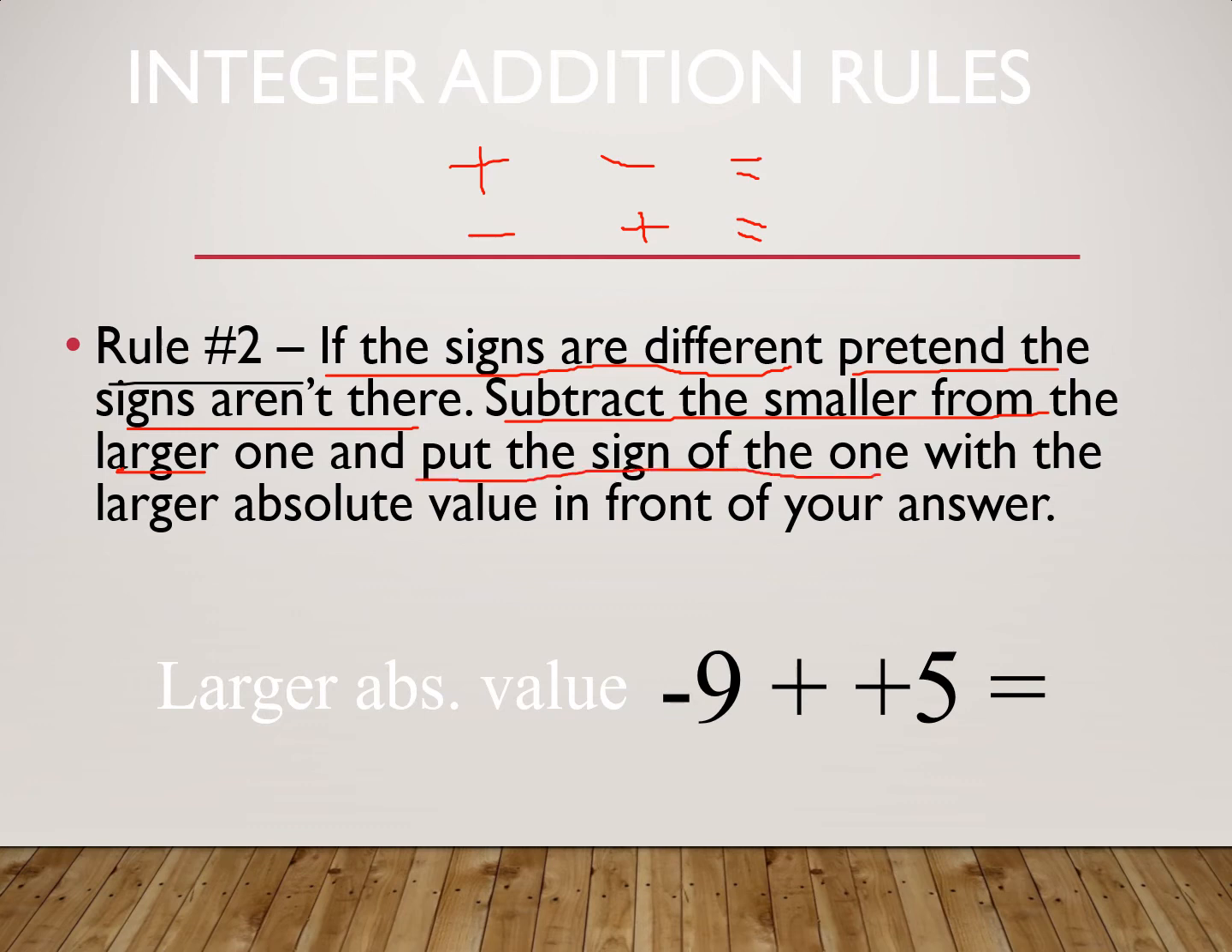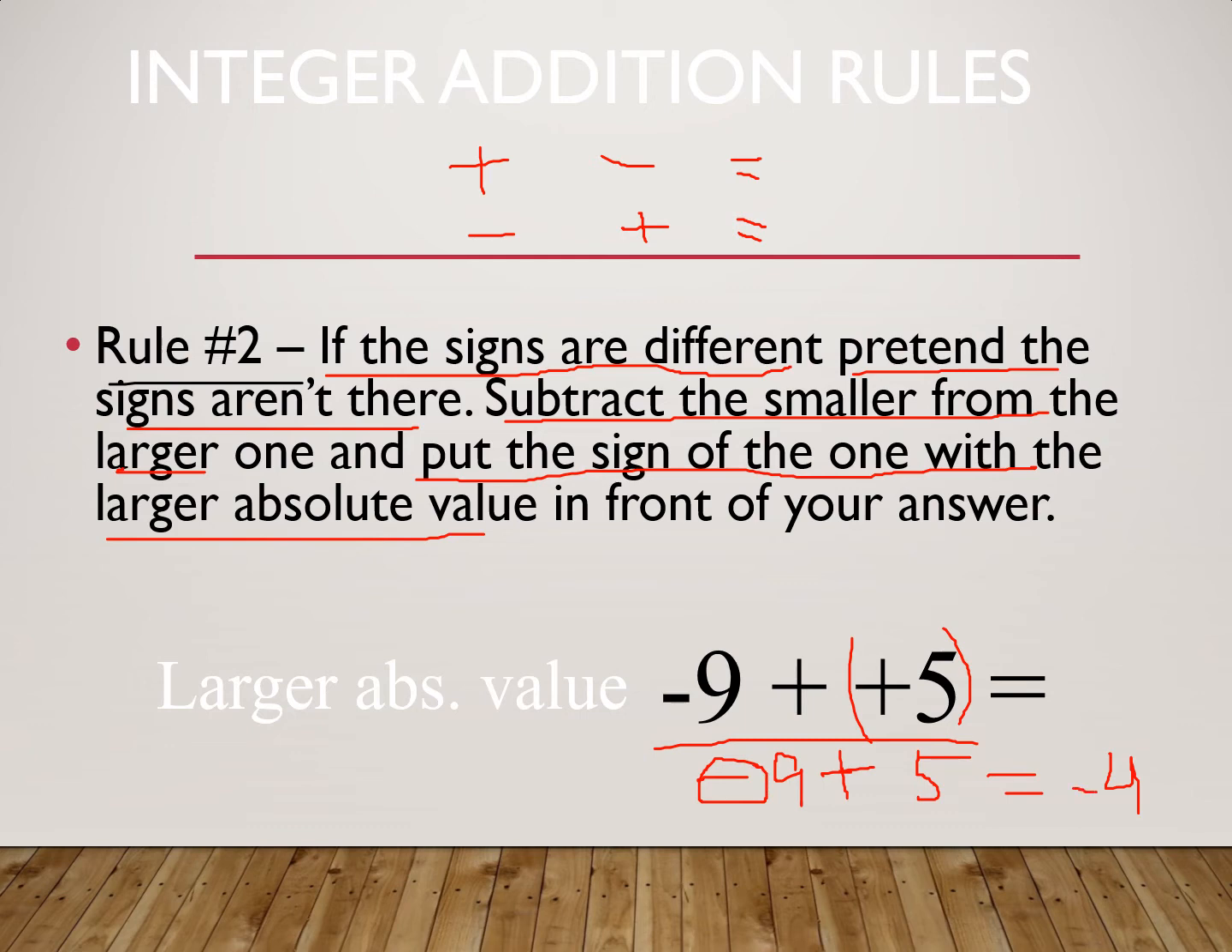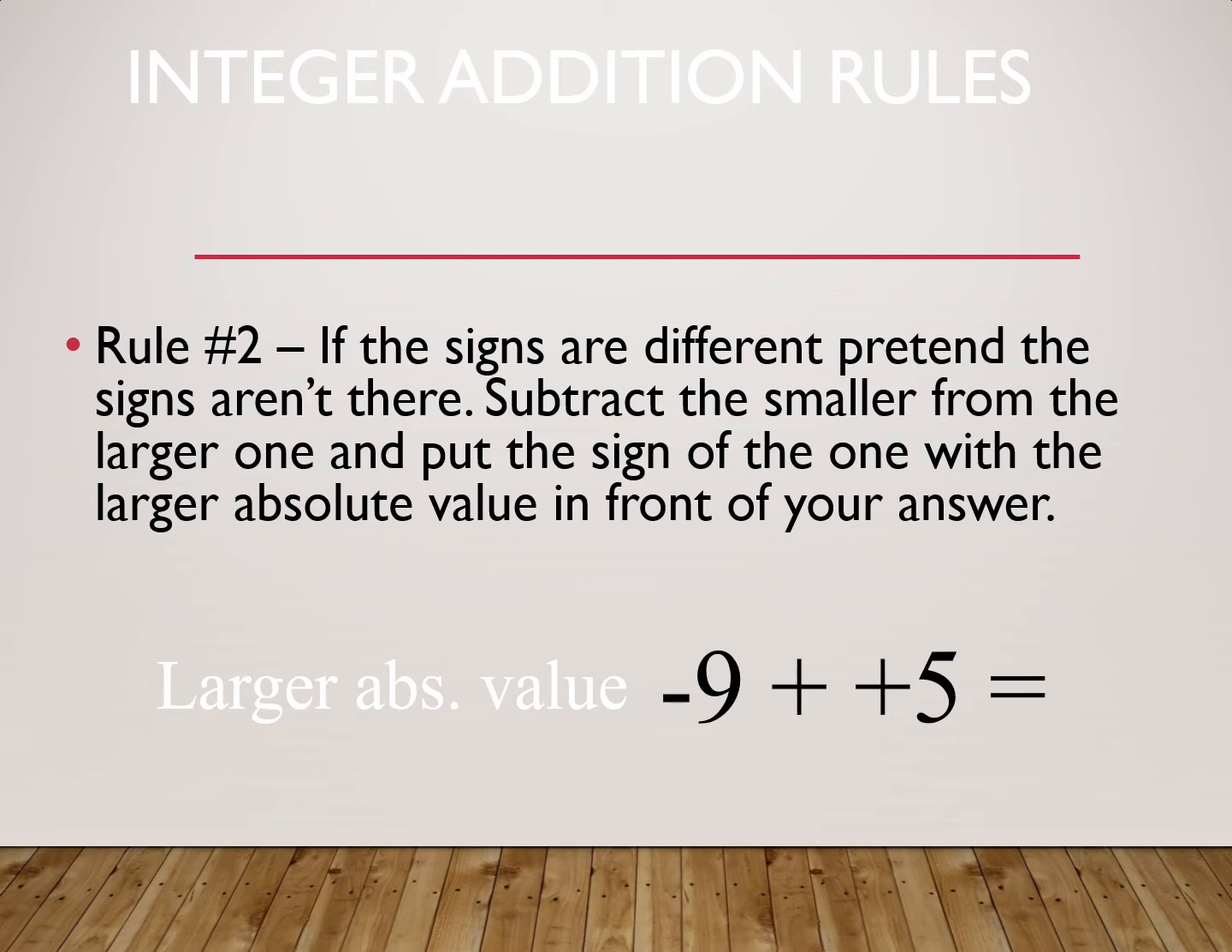and put the sign of the one with the larger absolute value. So you can see here we have minus 9 plus 5. Now what will happen? Here first you forget the signs. As the signs are different we have to subtract. 9 minus 5 is 4. Now you can think that 9 has the larger absolute value, so the answer will contain minus 4. I hope you got this. So the answer is minus 4.